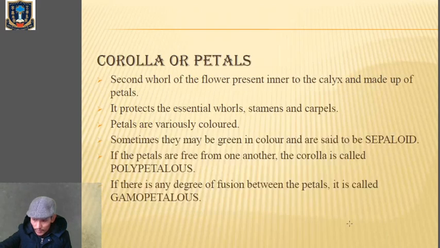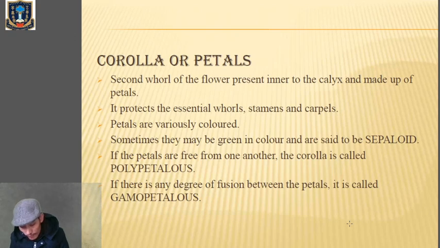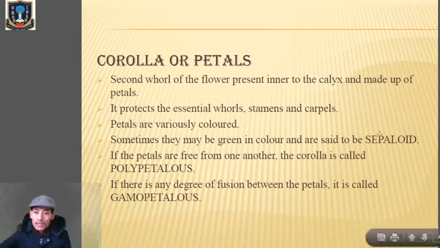Now next one, we learn about corolla or the petals, which are usually brightly colored, that we've already discussed in our previous classes. It is the second whorl of the flower, present inner to the calyx, and it is made up of petals. This corolla protects the essential whorls like the stamens and the carpels, and they are variously colored, because we have seen the various colors of flowers. The different colorful parts of the flower are generally the corolla or the petals. But sometimes they may be green in color, and whenever these petals are green in color, they are said to be sepaloid.